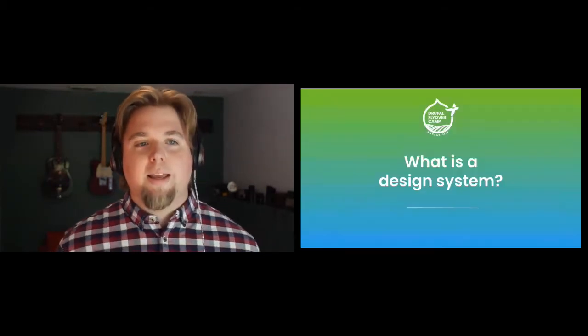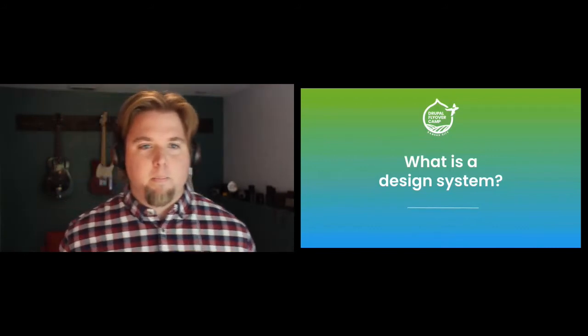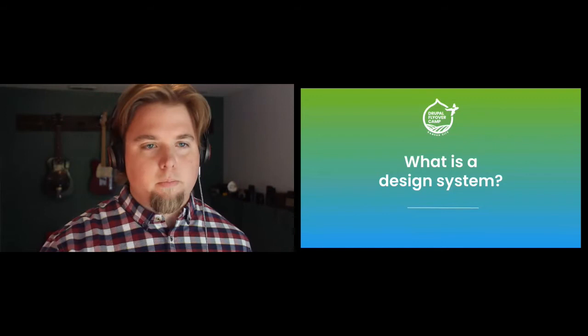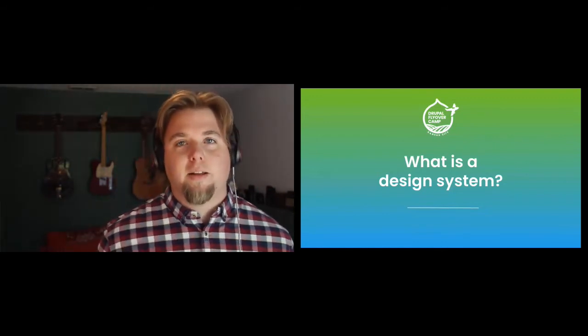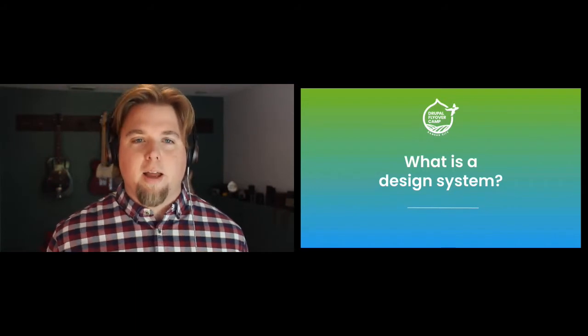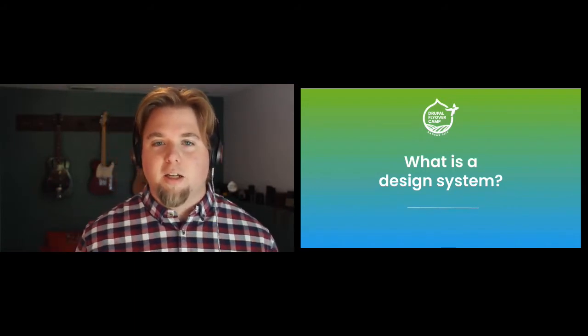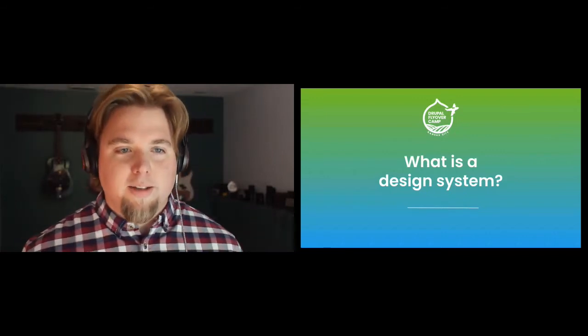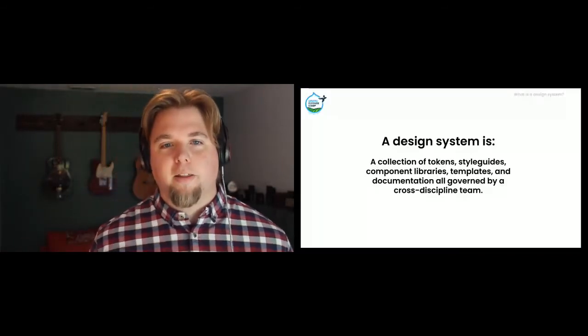So what is a design system? And I know that's a bit of a question here. Let's look into that. In my experience, a design system is a collection of tokens, style guides, component libraries, templates, and documentation, all governed by a cross-discipline team. In short, a design system can be a central hub for all the things that make up a brand.